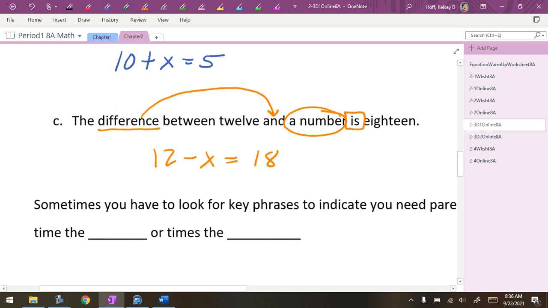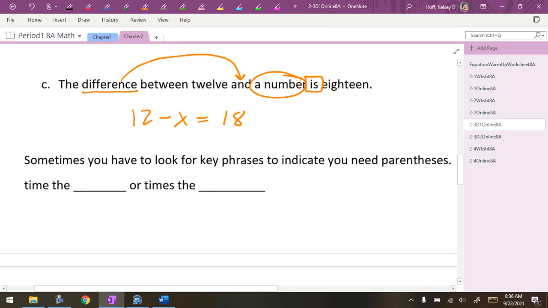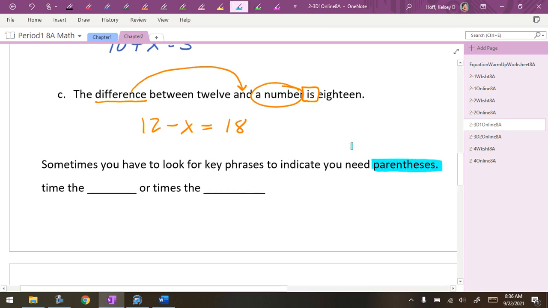All right. Here's the curveball of the day. Sometimes we have to look for key phrases to indicate you need parentheses. Remember, parentheses look like this. If you ever see times the sum or times the difference, those two phrases tell you that you need to put the sum or difference in parentheses. Everything that we did never said times the sum. It might have said times a number, which is fine. But as soon as you see times the sum or times the difference, we know we have to have parentheses. Flip your paper over.